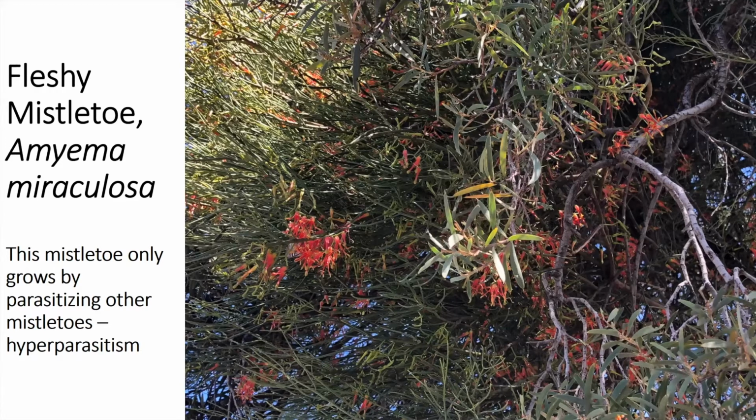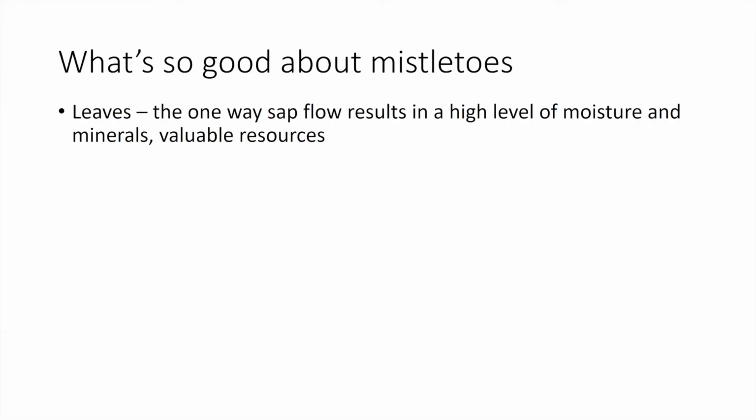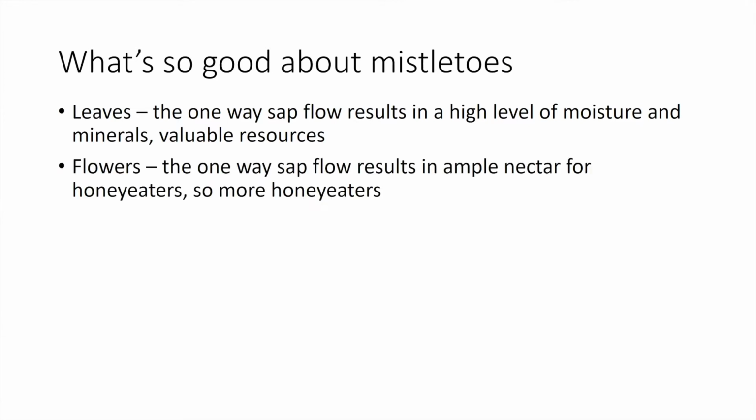So what's good about growing mistletoes? Why do we want to grow them? Well, first of all, the leaves. They get all this extra moisture, and they do get extra minerals. So it's a valuable resource for anything that wants to eat the leaves, such as caterpillars, a whole range of insects, and also possums. Flowers, the sap going in, and so there's going to be more sap available for more nectar. So lots of honeyeaters are going to want to come and feed on the mistletoes.